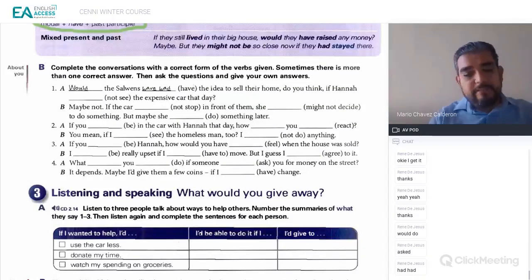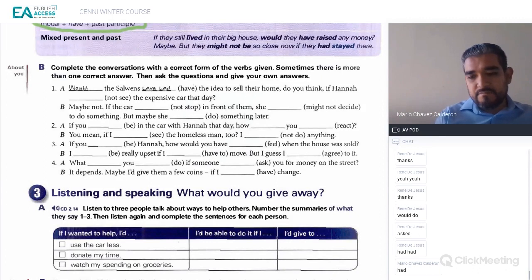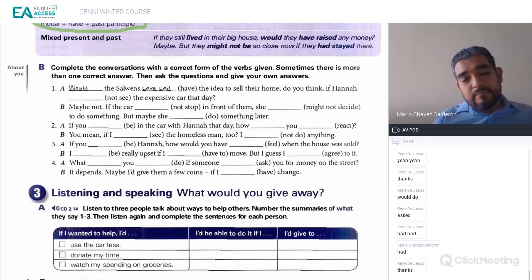No, it's only if I had change. You don't need to say if I had. Because I would give them if I had is present unreal. Okay. All right, everyone.